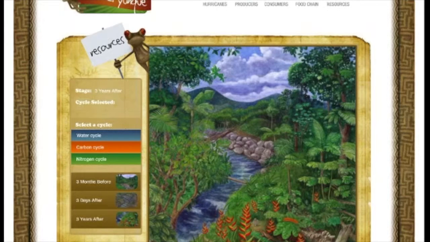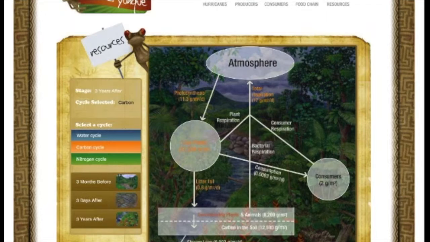So this is 3 years later, and you can see that there's a lot of explosion of growth. There's different kinds of plants. The canopy hasn't quite closed at that point, but you can see the transition that occurs. And then since we're talking about carbon, you can overlay different cycles on top of the illustration of the environment and see a sense of how the carbon cycle plays out in this particular environment.